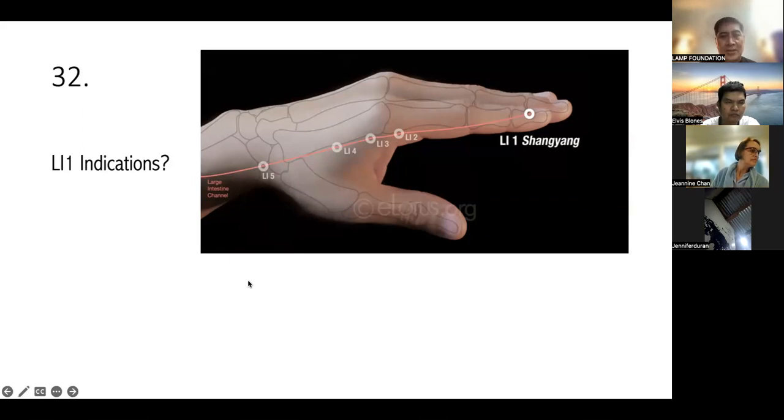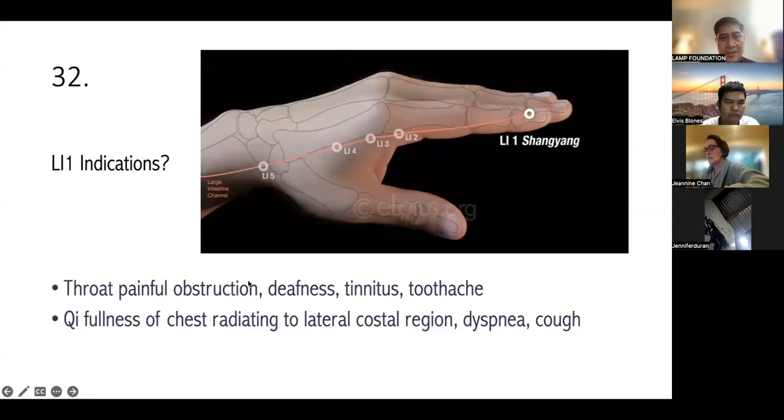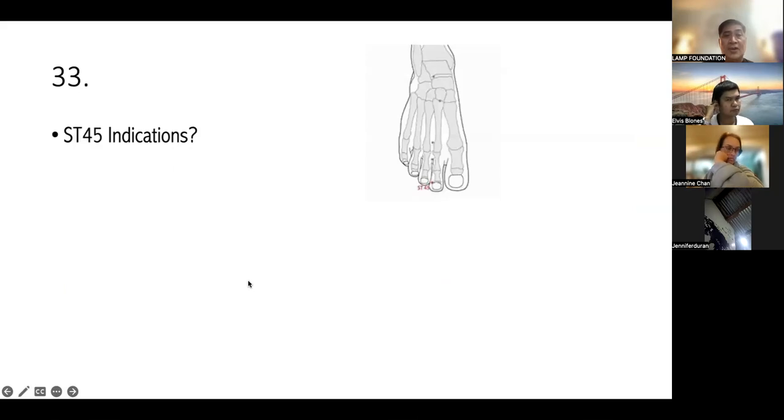As we mentioned earlier, it's more of fire. Yes, you were right. It is good for throat painful obstruction, deafness, tinnitus, headache. So I would like everyone to really trace the LI channel. It reaches up to the nose, on the opposite side. So it can be very effective for chief fullness of the chest, radiating to the lateral costal region, dyspnea and cough. Okay. What about stomach 45?